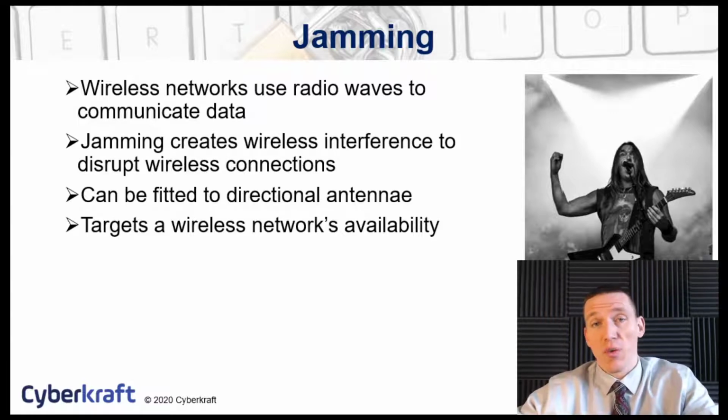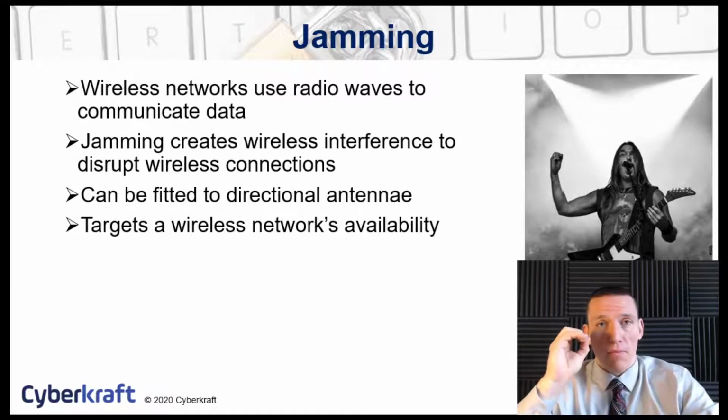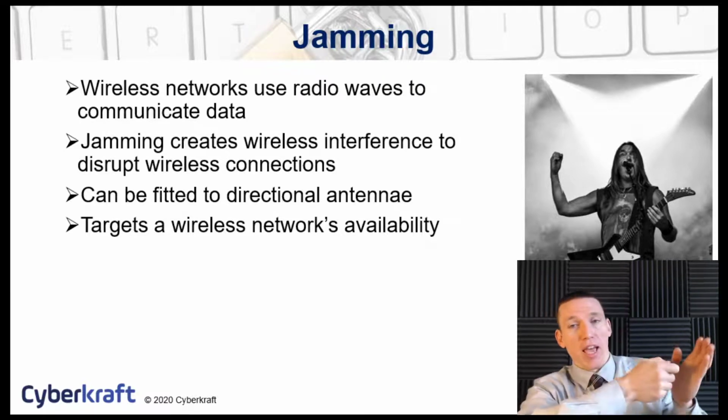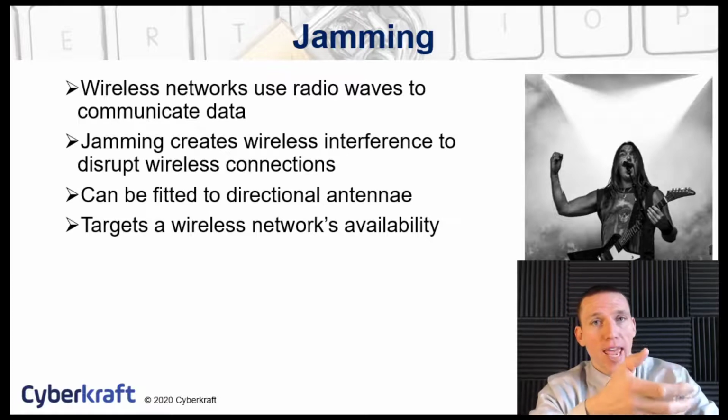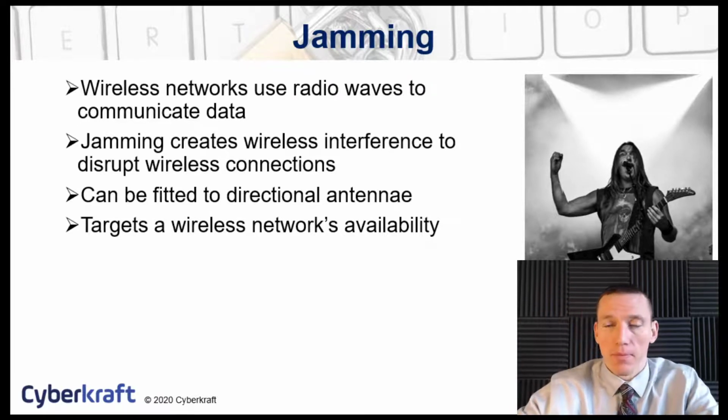This can also be fitted with a directional antenna, so attackers can increase the range of the jamming and make the jamming a little more targeted. So a directional antenna can actually be aimed. It's usually a handheld device, and it can be pointed towards the network in question.